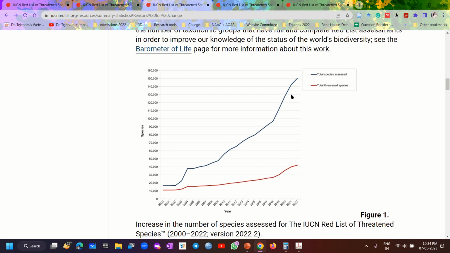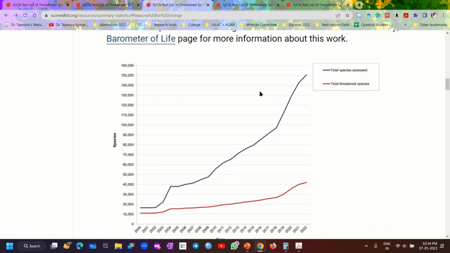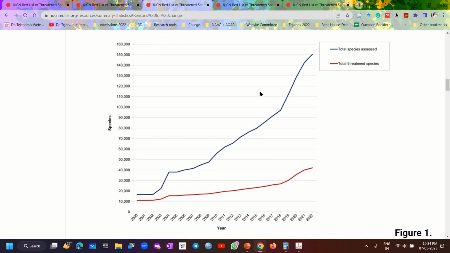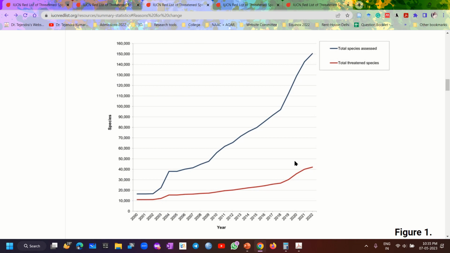So as I told you, around 42,000 species have been found extinct or under the threatened category out of around 150,000 assessed species. You can see here this red line is showing the total threatened species, and this blue line is showing the total species which are assessed. And now they have decided that 160,000 is the target to be assessed.